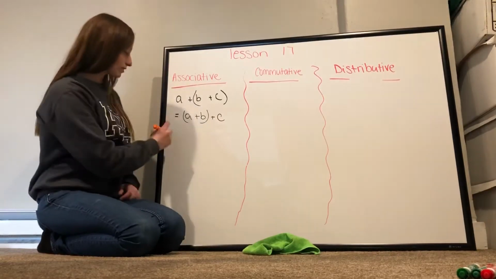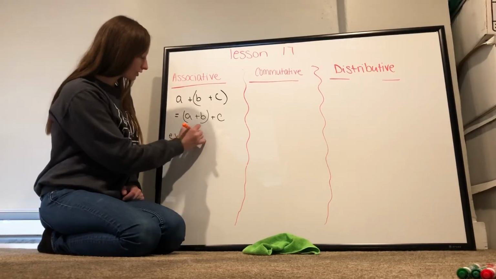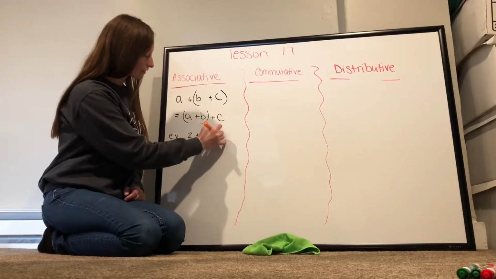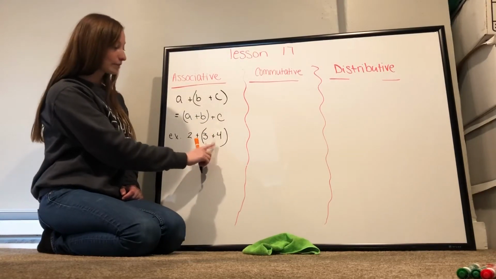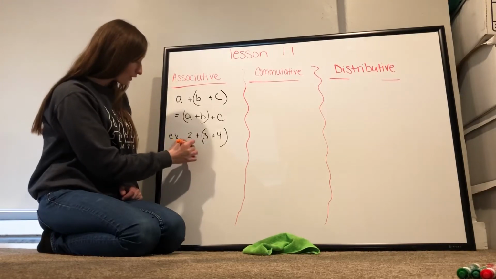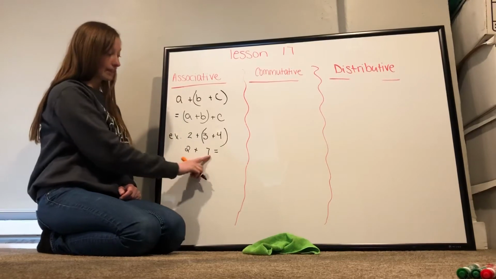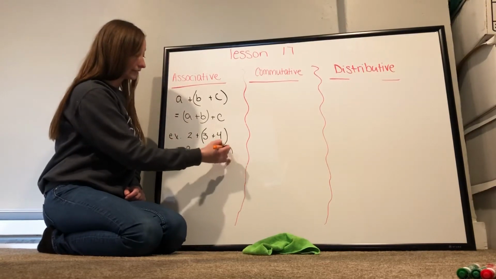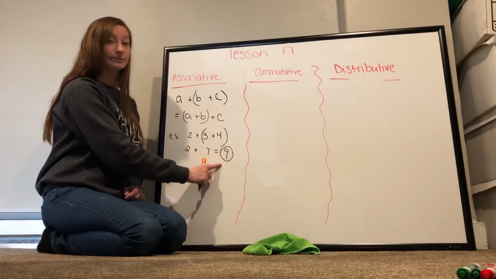So I'm going to show you using numbers. So let's do 2 plus 3 plus 4. Now, I said we were going to group this first. So that means we're going to do 4 plus 3 first. So 4 plus 3 I know is 7. So I'm going to add this now. So now I have 2 plus 7, and that equals 9. So when I have the parentheses around the 3 and the 4, I get 9.